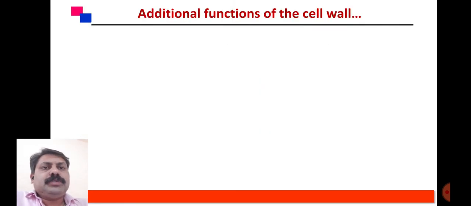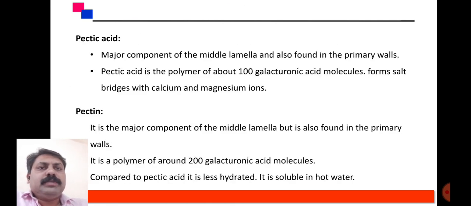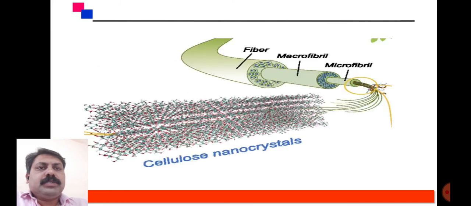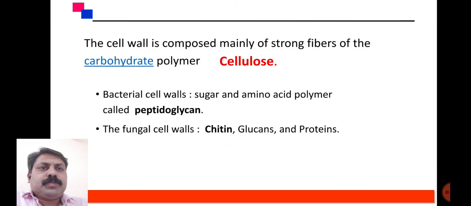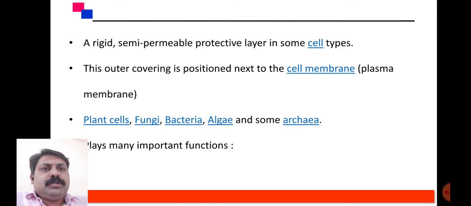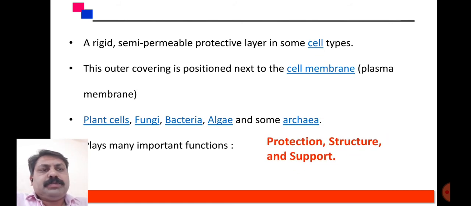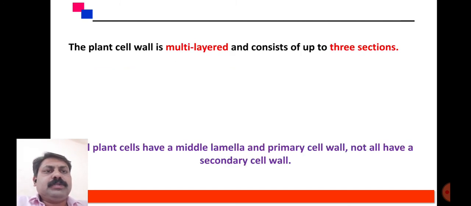So this is what we have studied in this part. So I will just repeat the cell wall. It is an important protective covering, and it protects, it also provides the structure, and it also provides the support. So major composition of cell wall is cellulose. In bacterial cell it is sugar, amino acid and peptidoglycan, and in fungi it is chitin, glucans.